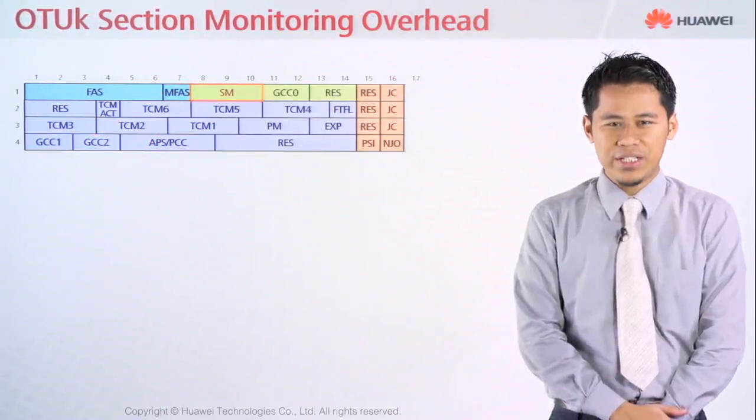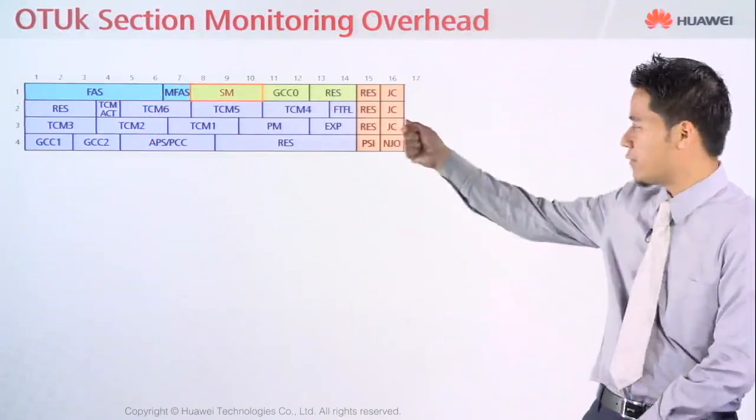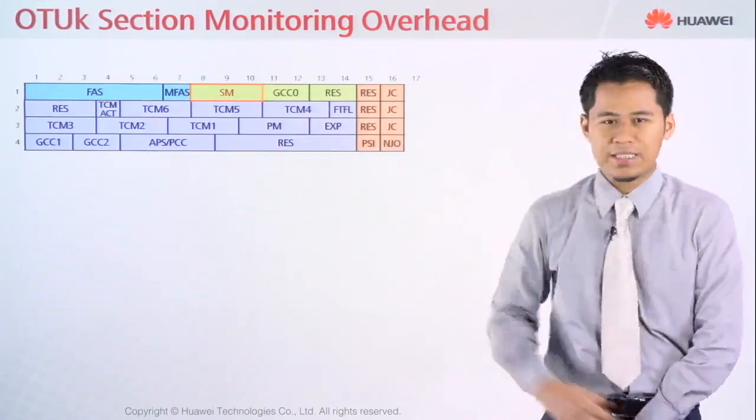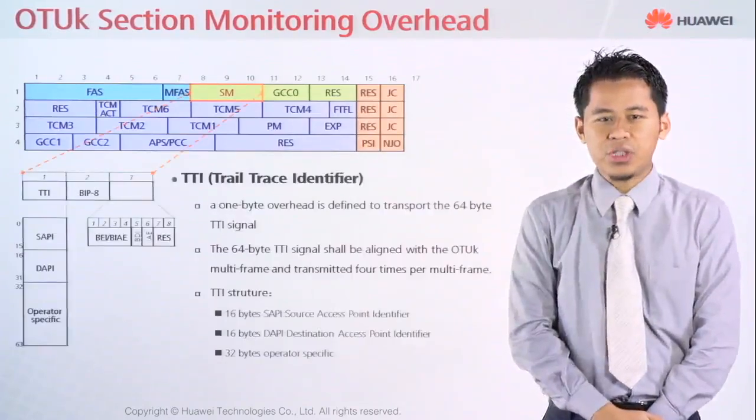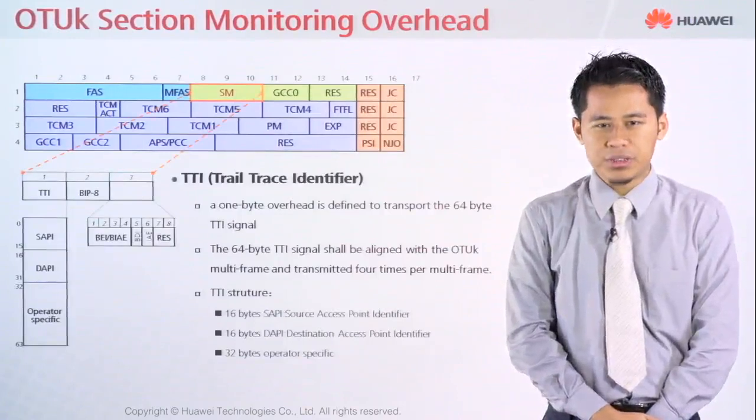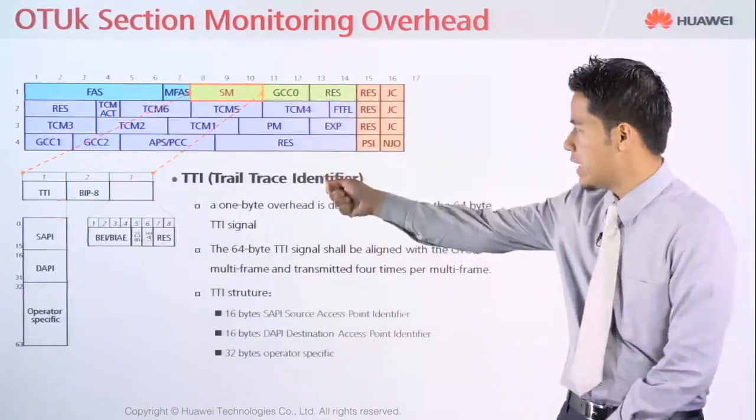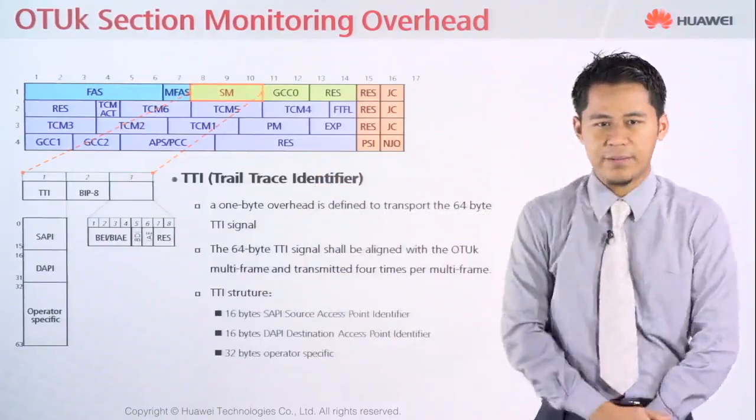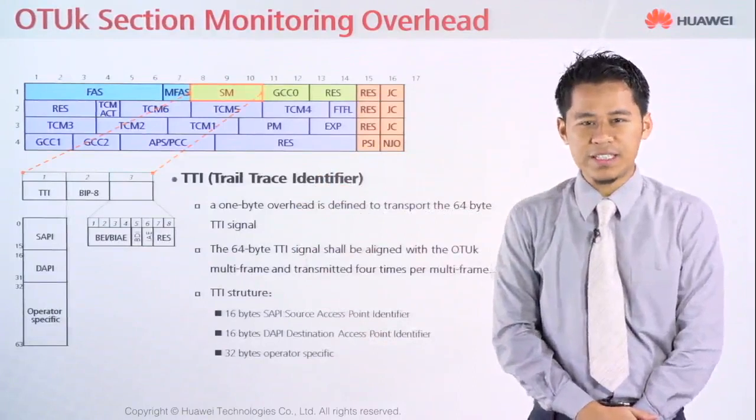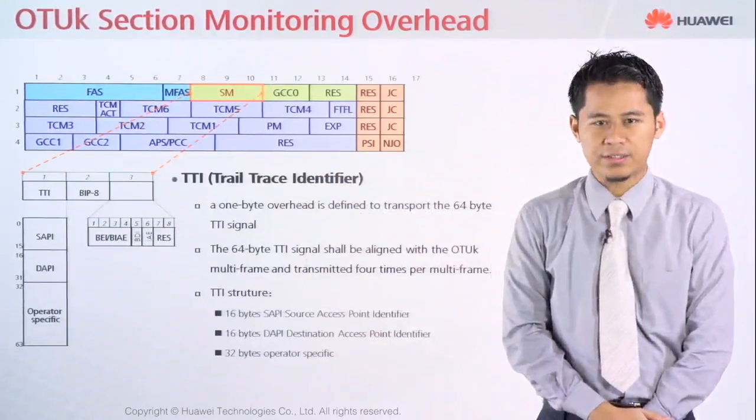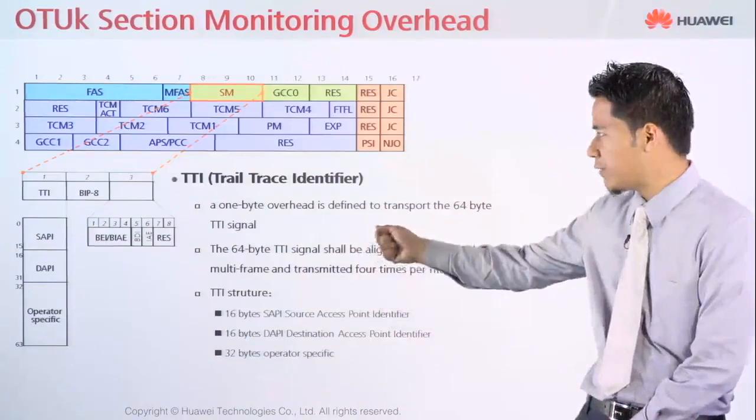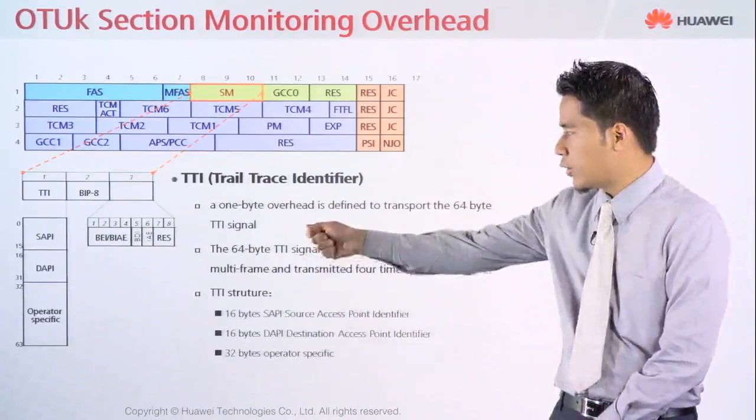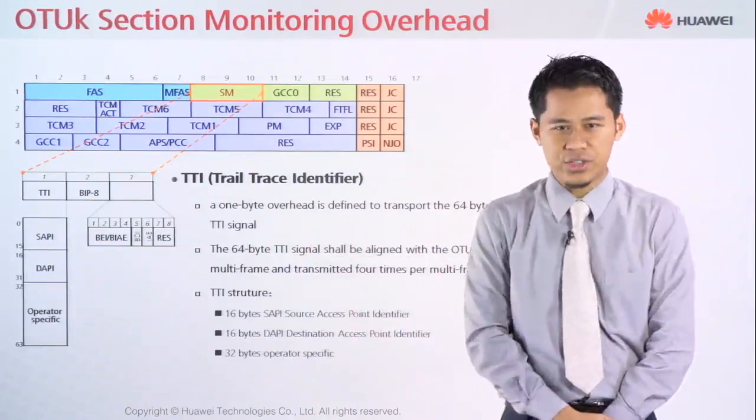OTUk section monitoring. As you can see, the green color shows in front the section monitoring from byte 8 to byte 10. Section monitoring has 3 very important contents, which we call TTI, BIP, and even several other bytes. The first one is the TTI, Trail Trace Identifier. It contains only 1 byte, and it is used to recognize where your source is and where your destination of your frame is.